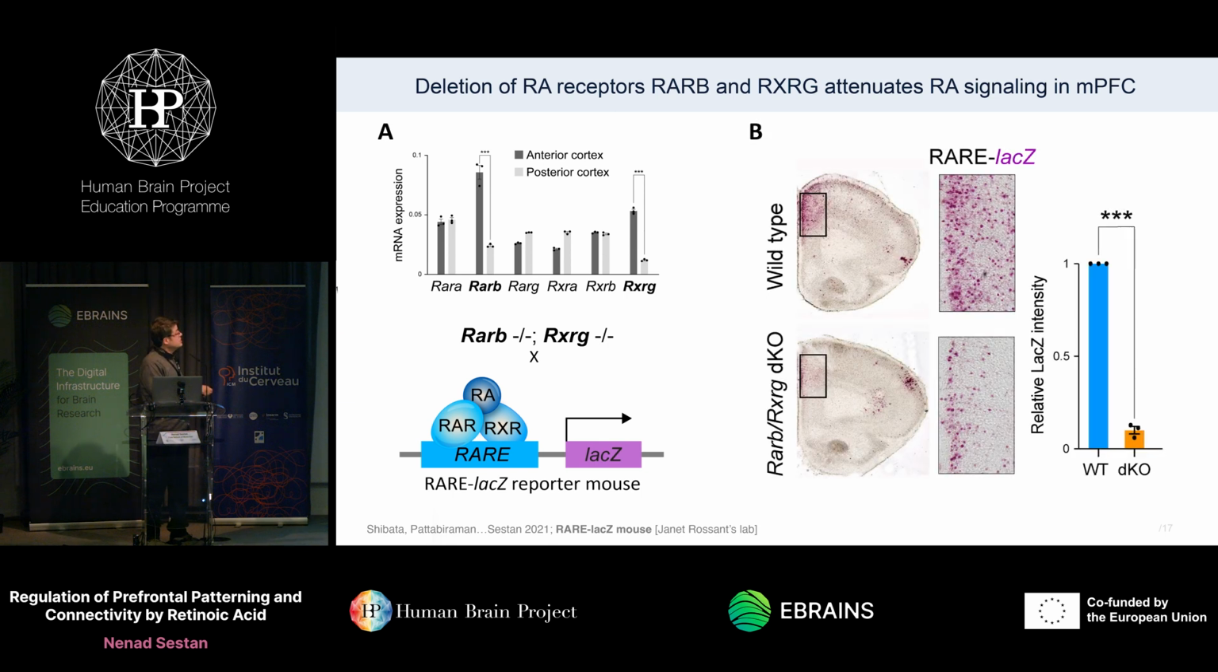And as you could see, the cells in the medial part, which will become future prefrontal cortex, are responsive to retinoic acid, and this is diminished in a double knockout. We also identified a third receptor, made a triple knockout, so we'll find out soon whether there is a total abolishment of retinoic acid. So we wanted to see what are the effects of attenuated retinoic acid signaling on these cells.